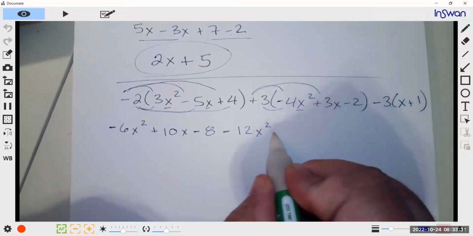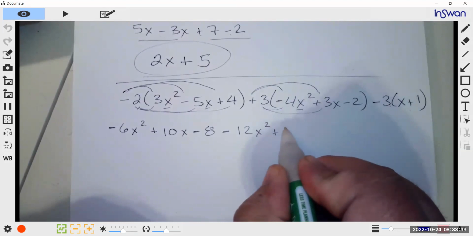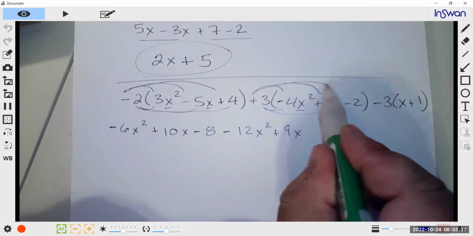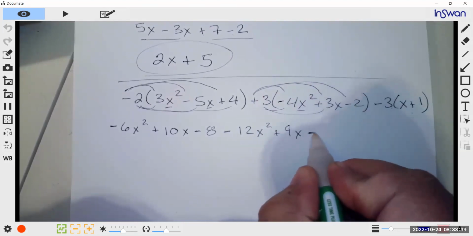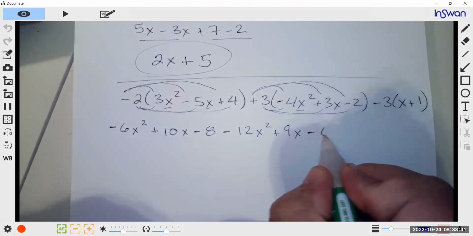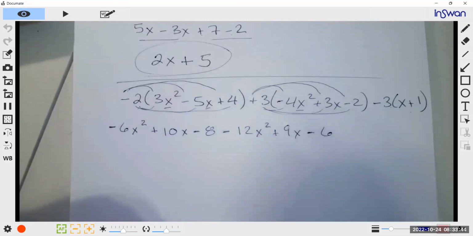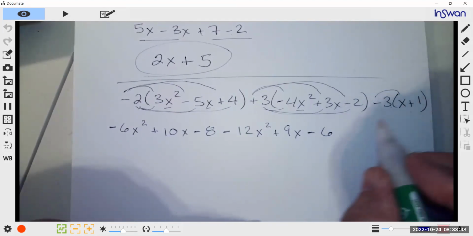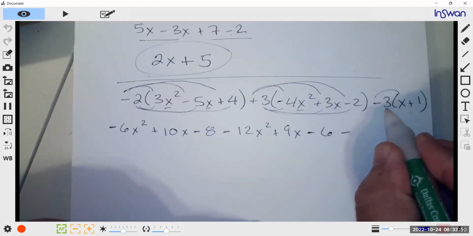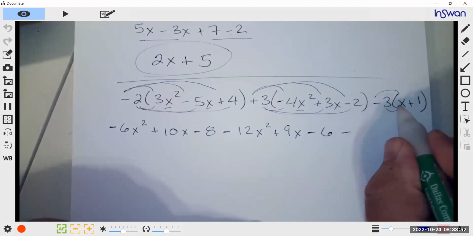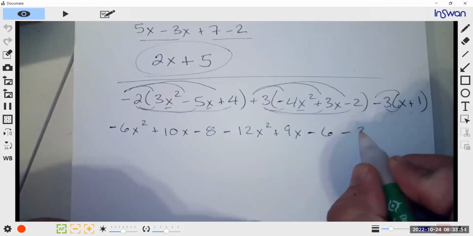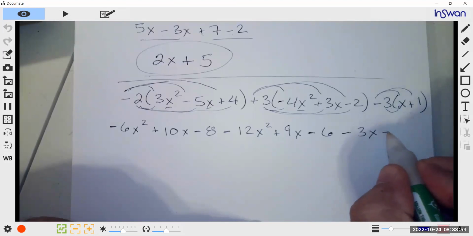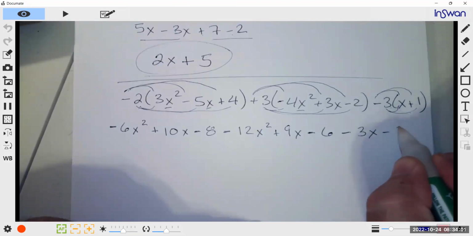Positive times positive is a positive. 3 times 3 is 9, x. Positive times negative is a negative. 3 times 2 is 6. That's it for that one. Negative times positive is negative. 3 times, remember, if there's no number in front of the x, it's a 1. So 3 times 1 is 3, x. Negative times positive is a negative. 3 times 1 is 3.